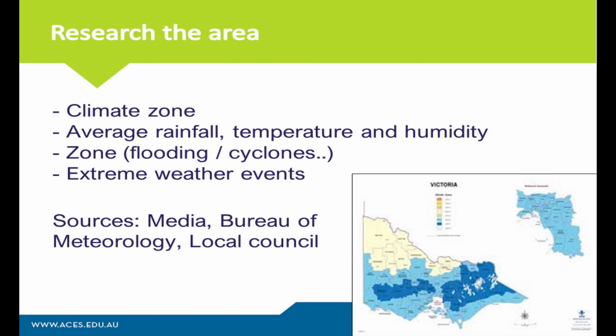You want to research the area for the climate zone that it's in. You want to research the area for the average rainfall, temperature and relative humidity, which you'll often get from the Bureau of Meteorology. So if you have relative humidity that's sustained for more than 3 or more days, then you're going to have high risks for condensation and mould related problems.